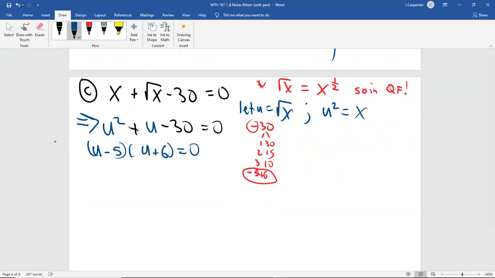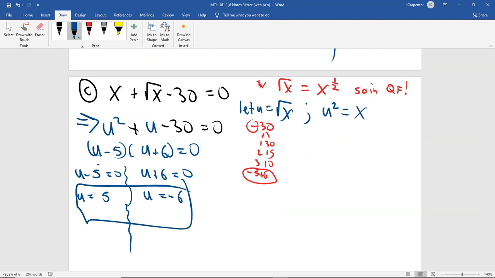Then we use the zero product rule, so that's u minus 5 equals 0, or u plus 6 equals 0. Add 5 to both sides of the first one, you get u equals 5. Subtract 6 on both sides of the second, and you get u equals negative 6. And then somebody boxes these up and ships them out, and they're wrong, wrong, wrong. Because this is in yen or pesos or whatever currency you like, rubles.